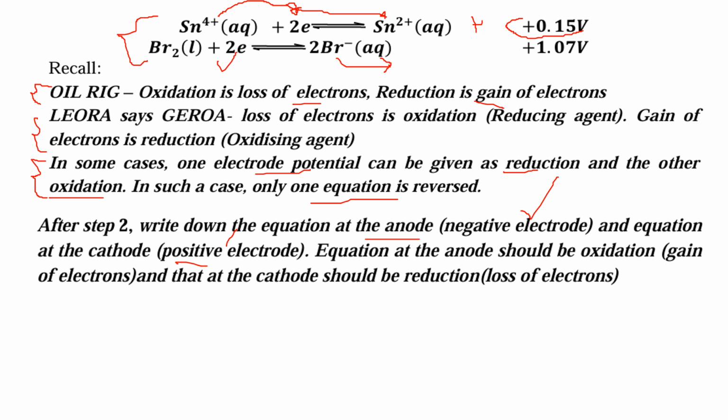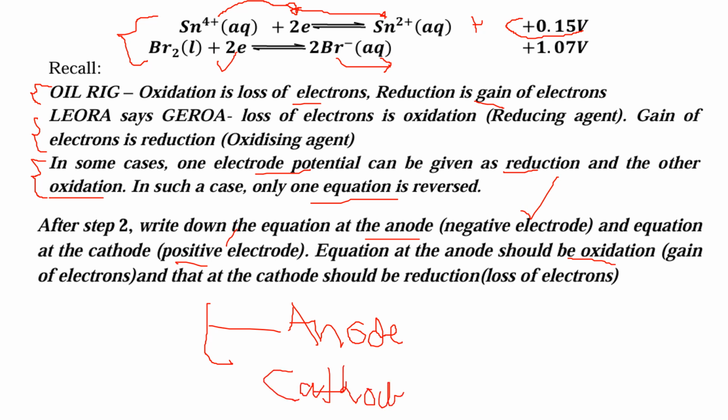Here, the equation at the anode should be oxidation, and at the cathode it should be reduction. Just to make a brief explanation about that, the anode is responsible for oxidation reactions, and the cathode is only responsible for reduction equations. That means that at the anode, I need you to write oxidation equations.